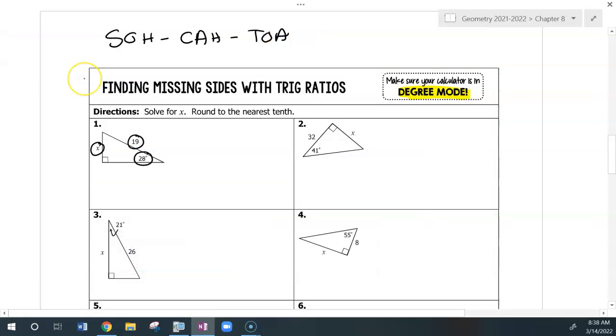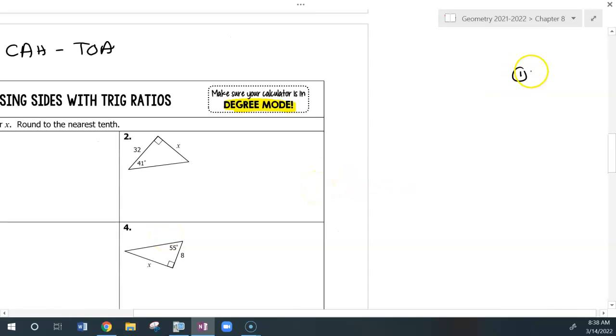All right, so here's the process we're going to use to solve these types of problems. First thing you're going to do is label the triangle. So step 1, label. Step 2, you're going to choose a trig ratio. Step 3, write your equation. And step 4, solve.